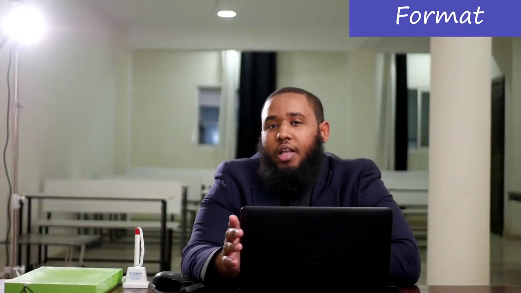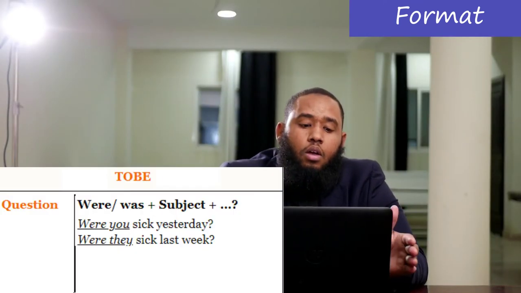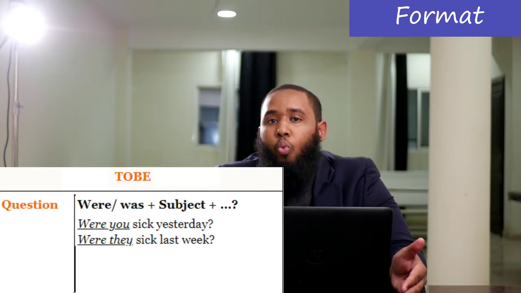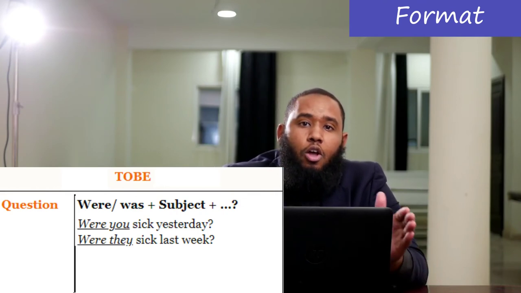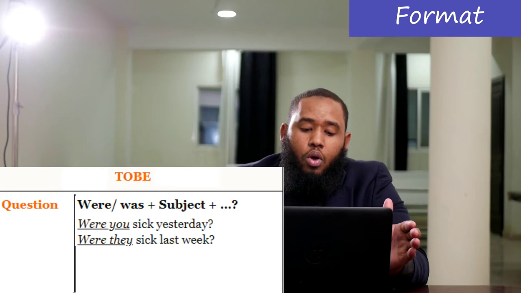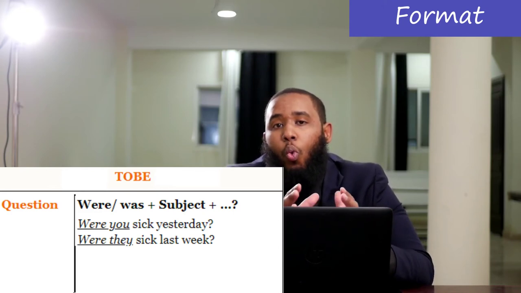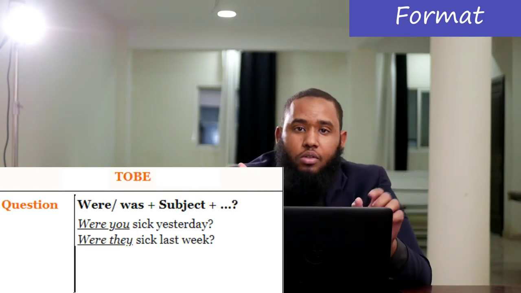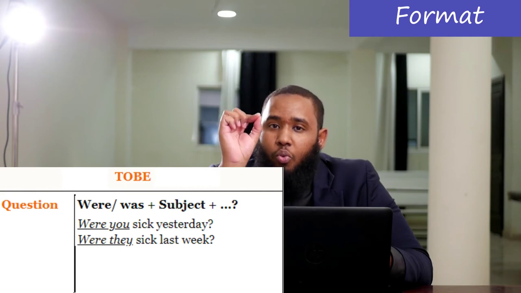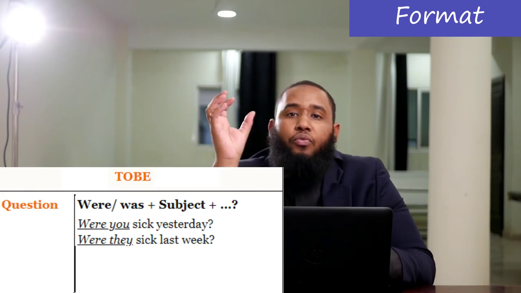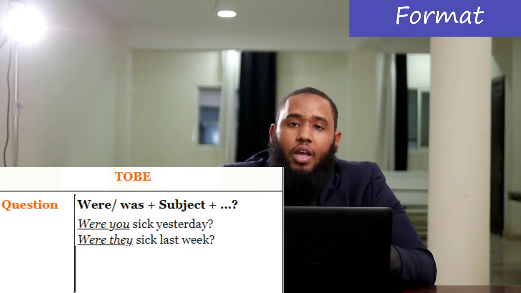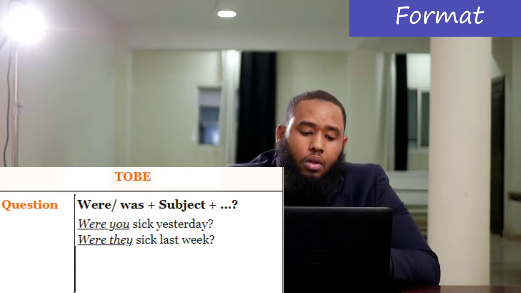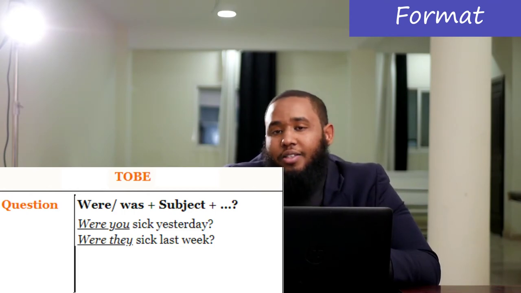For the question, it is actually very simple. In the last example, we've seen that it was subject and then was or were. When it comes to the question, was or were will be before the subject. So that's the only difference. For positive and negative, the subject was before was or were. So as an example, were you sick yesterday?